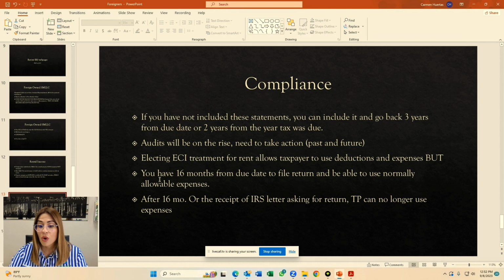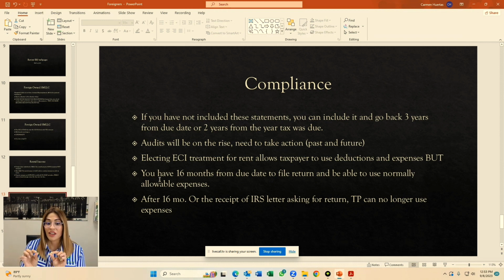Okay. So don't drag your feet. File your taxes, make sure you're on time, and make sure you have that statement, because if not, they're going to disallow it. They may allow it in the moment, because when we submit taxes to the IRS, they're going to accept it. But if they audit, they're going to come back and find you were not eligible to use expenses that year. So that's the time frame they give: 16 months from the due date of that tax return. For 2023, the due date is June 15th. You have 16 months from that date to file your 2023 taxes and still be able to elect ECI status.